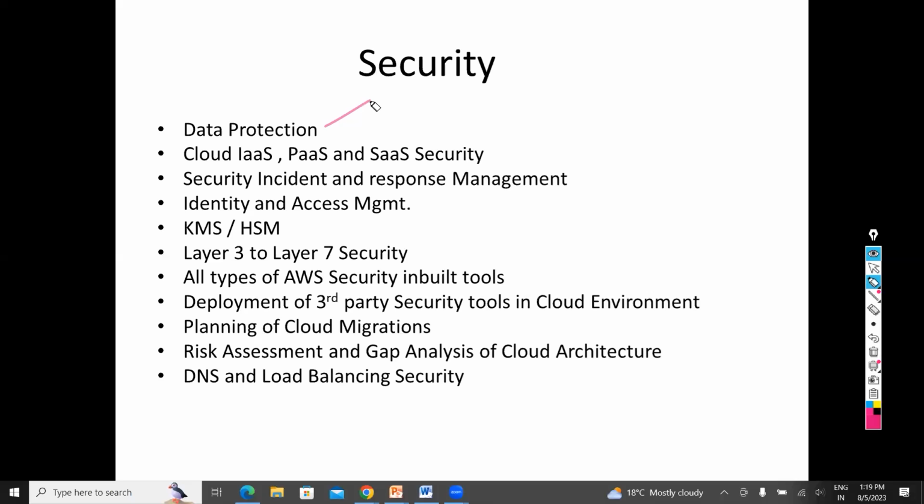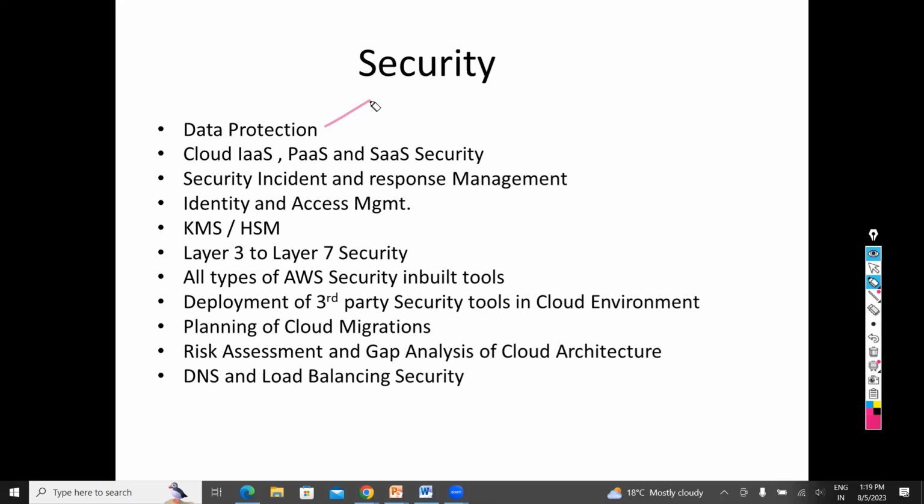When I'm saying data protection, we will cover all the phases of a data life cycle in terms of when it is created, when it is stored, when it is used, when it is shared, when it is backed up, archived, and how we can destroy it. So from encryption models to hashing models to availability models. Then we will cover the security of infrastructure as a service, platform as a service, software as a service.